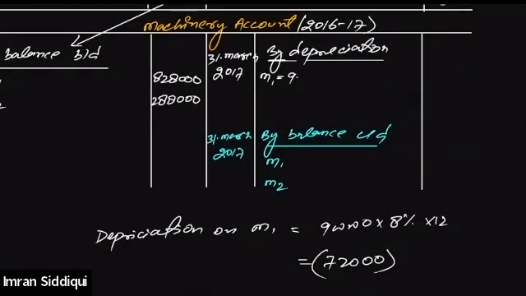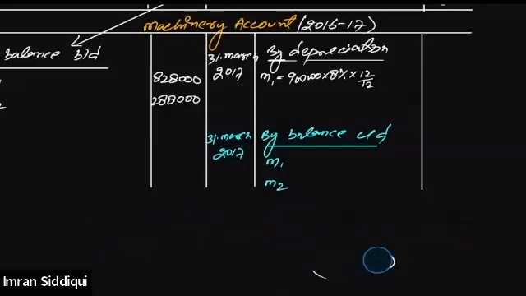So on 9 lakh, we'll calculate 8% depreciation for the entire 12 months. This is the speciality of the straight line method. In case of a straight line method, we charge depreciation on the same opening value of the asset. So this time again depreciation will be 72,000. And similarly, we'll calculate the depreciation on machine 2.